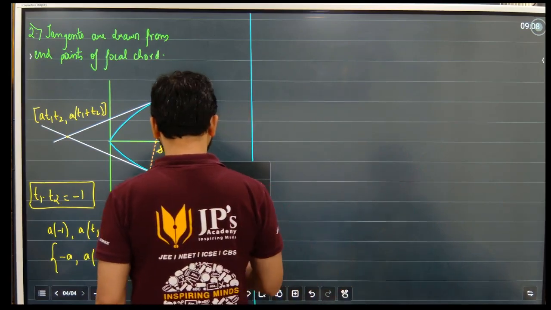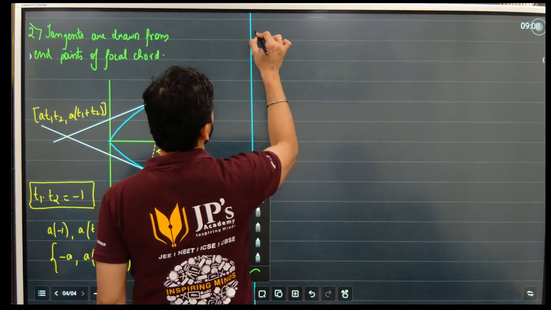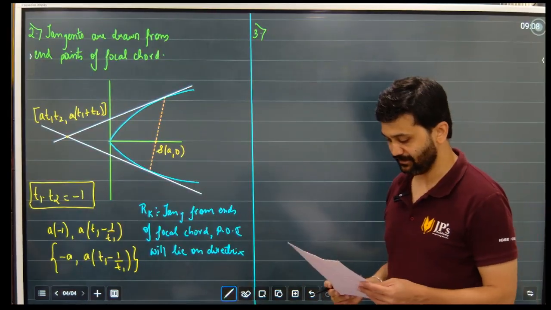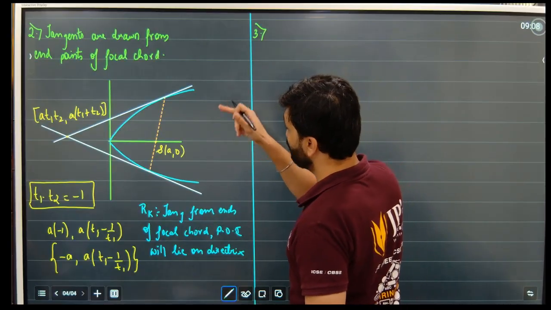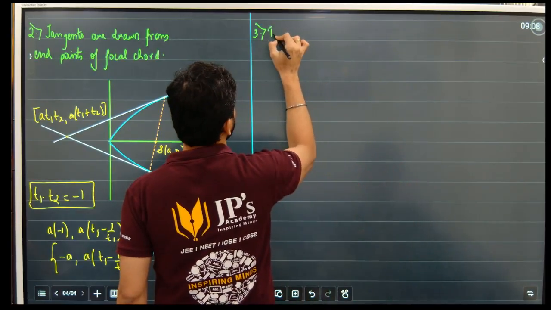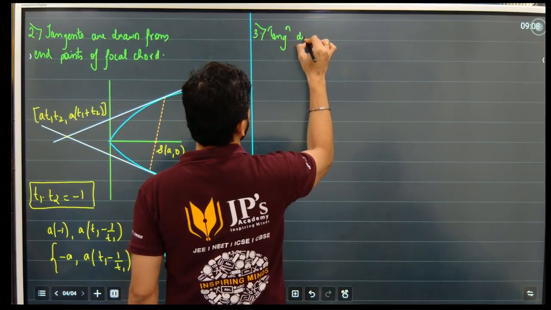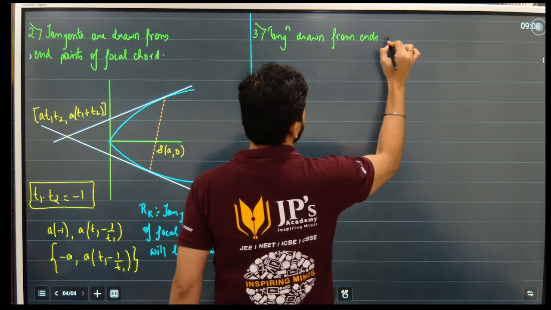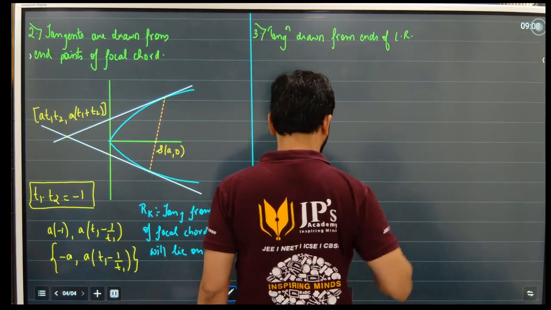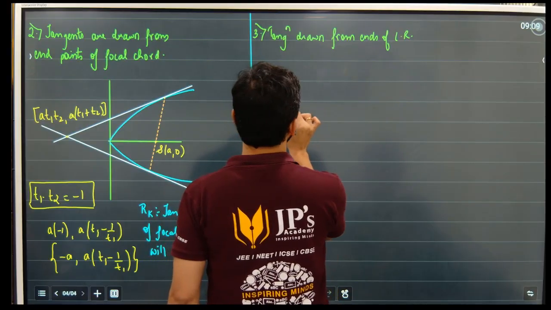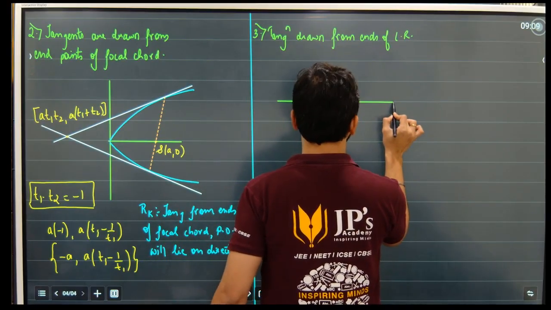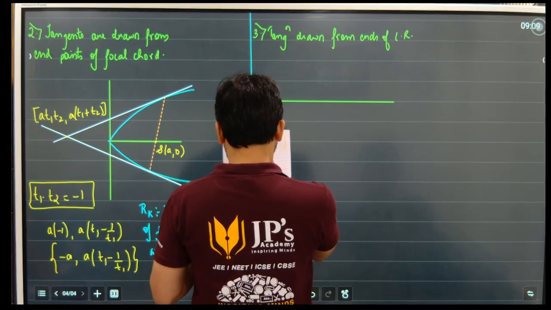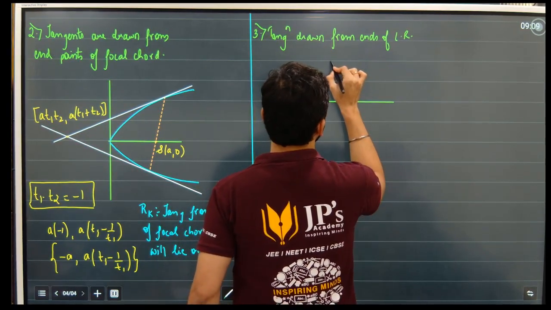The third condition tells you what will happen if it's not the focal chord but the latus rectum. Tangents are drawn from the ends of the latus rectum. Same condition, but tangents are drawn from the ends of the latus rectum.